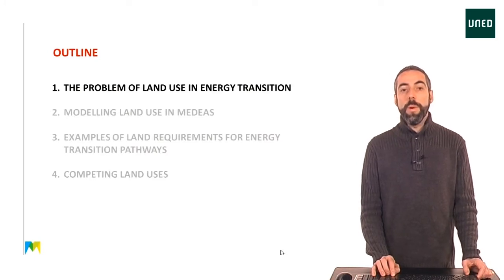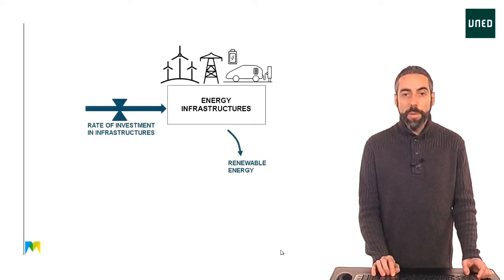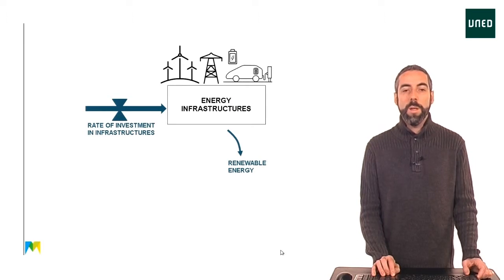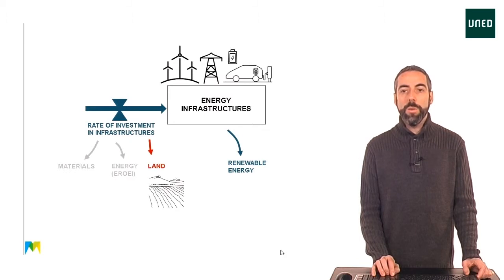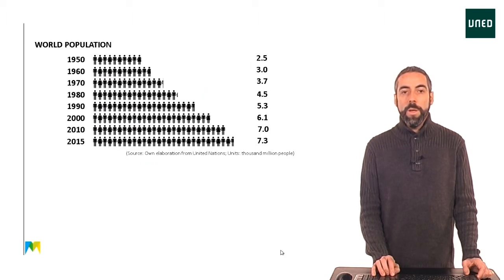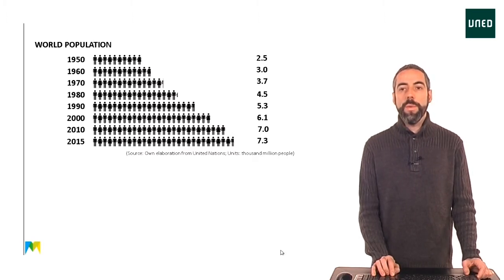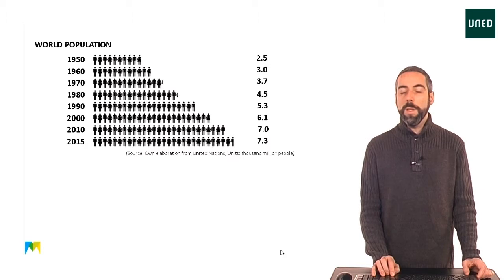Land is a problem in energy transition because, as shown in the previous session, energy production in general and renewable energy production in particular requires materials, more energy, but also land to be feasible. Human occupation of land has increased with population growth. In this graph, we can see that according to United Nations statistics, human population has more than doubled in the last 60 years, and future projections predict a growing pattern.